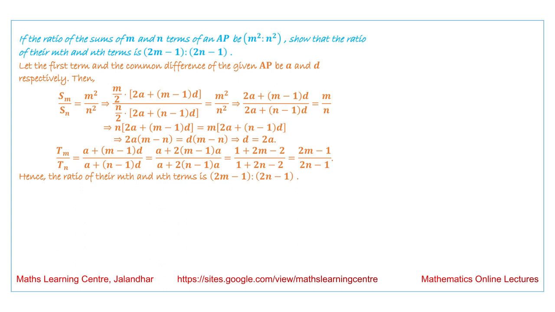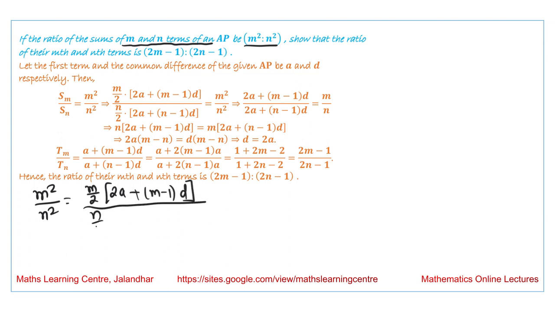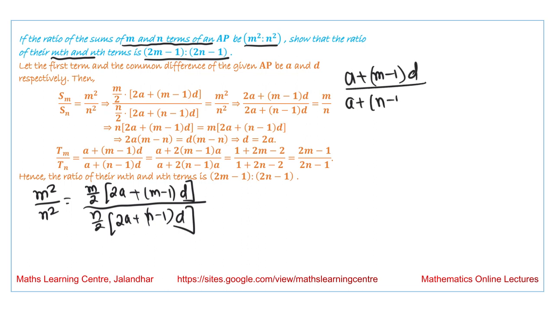Next is, if the ratio of the sum of m and n terms of an AP is m square by n square. So we are saying that m square by n square is equal to m by 2 into 2a plus m minus 1 d, divided by n by 2 into 2a plus n minus 1 d. We have to prove that the ratio of the mth and nth term is this. It means we have to calculate the value of a plus m minus 1 d divided by a plus n minus 1 d.